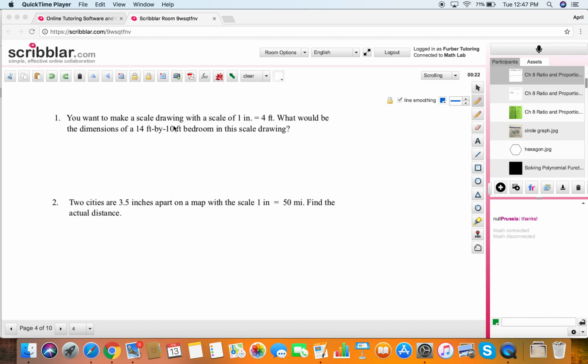It says you want to make a scale drawing with a scale of 1 inch equals 4 feet. What would be the dimensions of a 14-foot by 10-foot bedroom in this scale drawing? So it's kind of like blueprints, okay?